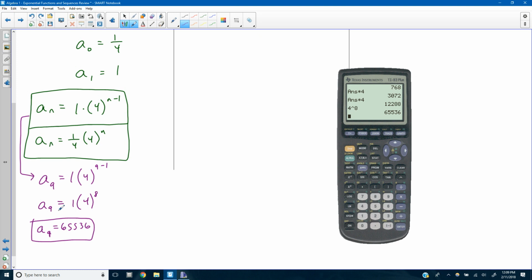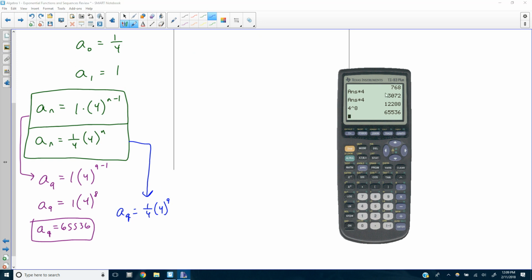A sub 9. Okay, what if I instead use this one? A sub 9 equals 1/4 times 4 to the 9th power. See, this one, I'm starting at the 0th term. So to find the 9th term, I got to multiply by my number 9 times. That makes some sense. So I should be getting the same answer here, times 4 to the 9th power.